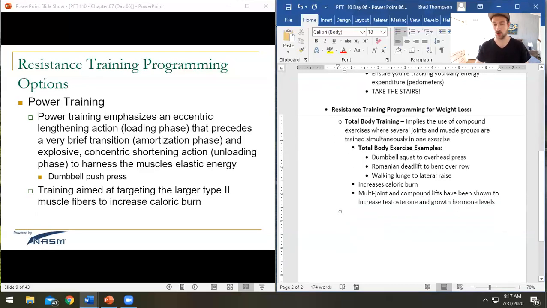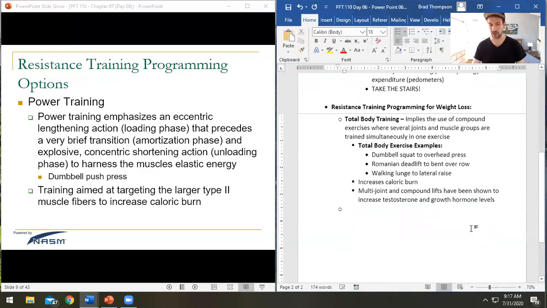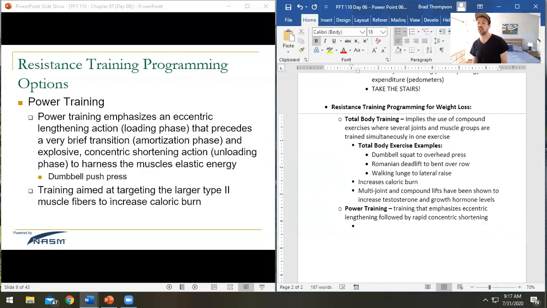Now, another really good programming option is going to be power training. Power training is training that emphasizes eccentric lengthening followed by rapid concentric shortening. Power training is one of those things that can burn a super high number of calories because it results in a really big recruitment of your type 2 muscle fibers, right?